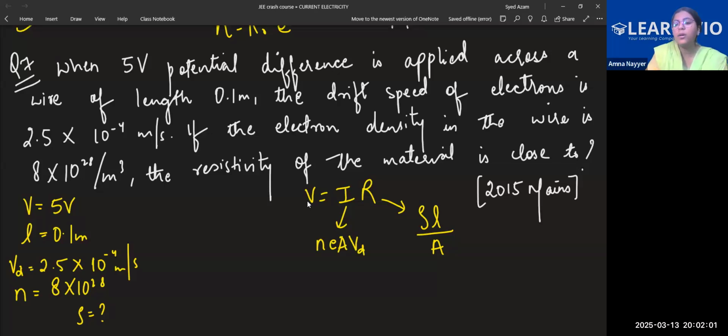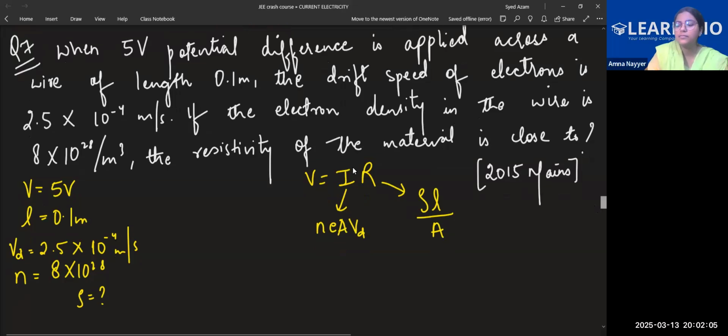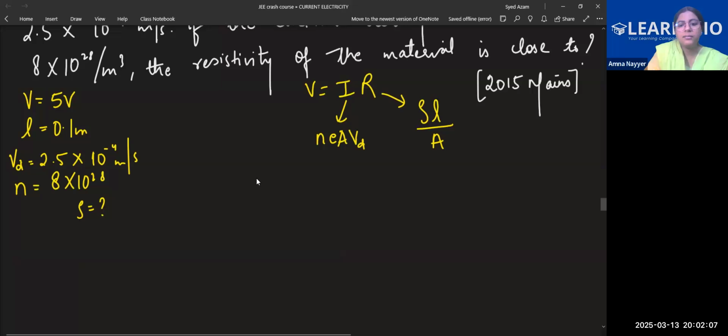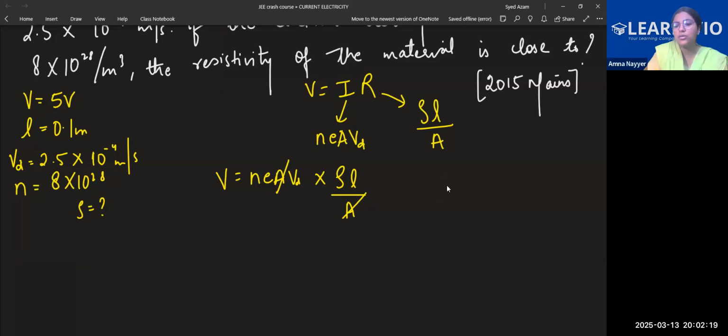See, when we put it here, area will automatically be cancelled. V will be equal to n e A v_d into rho L by A. So area will be cancelled. From here, rho is asked. So what will rho be equal to? Rho will be V divided by n e v_d into L, right? n e v_d into L.